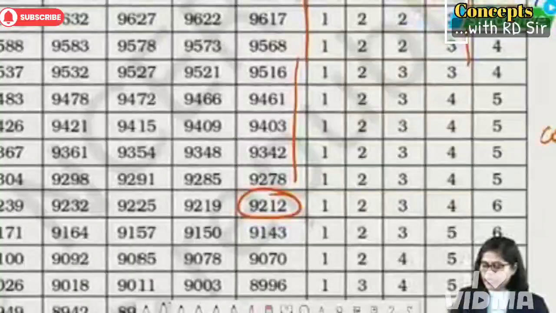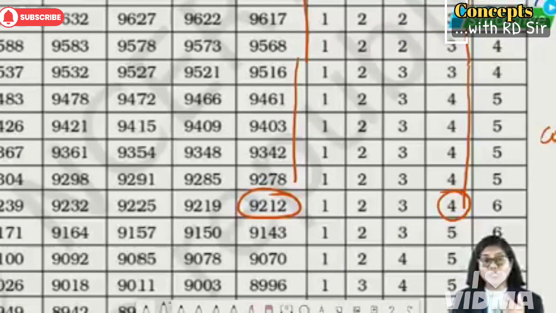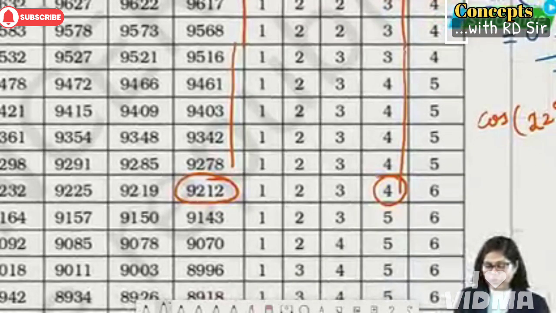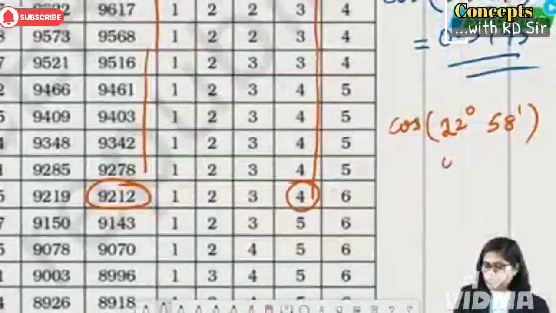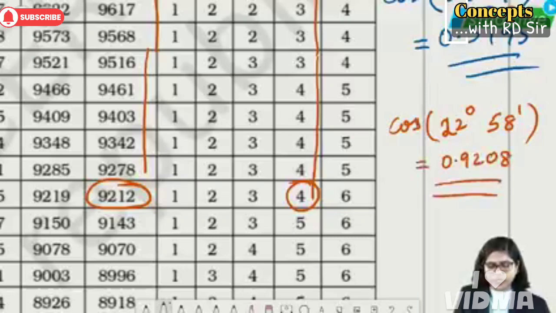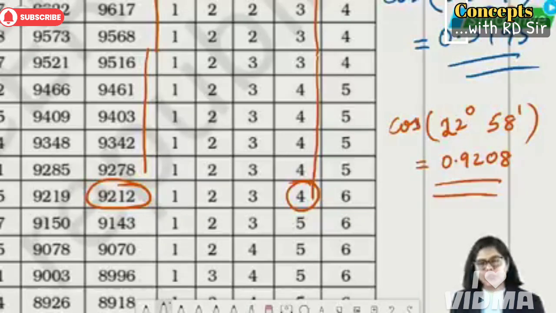And here in this case, this particular 4. So this is the inside value which I am going to subtract. So I will get 9208, it is 0.9208. After subtracting, you are getting this part. Right, students? So I hope you have understood how to check sine value and cos value.